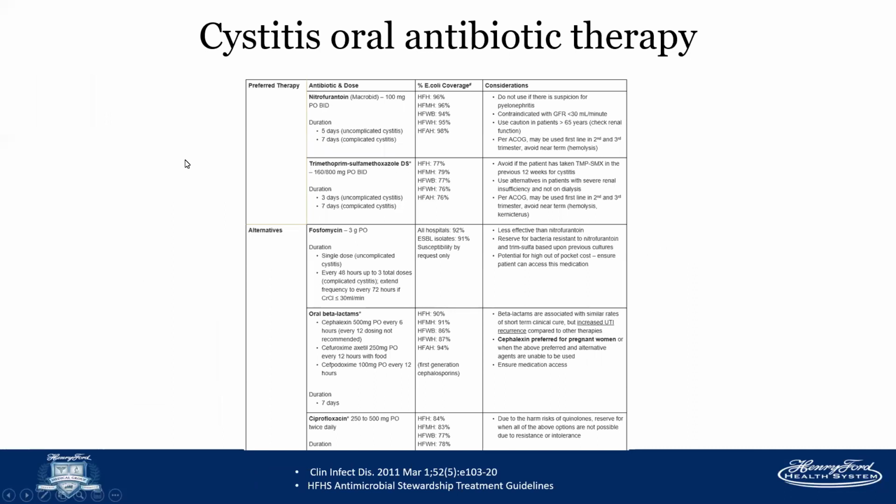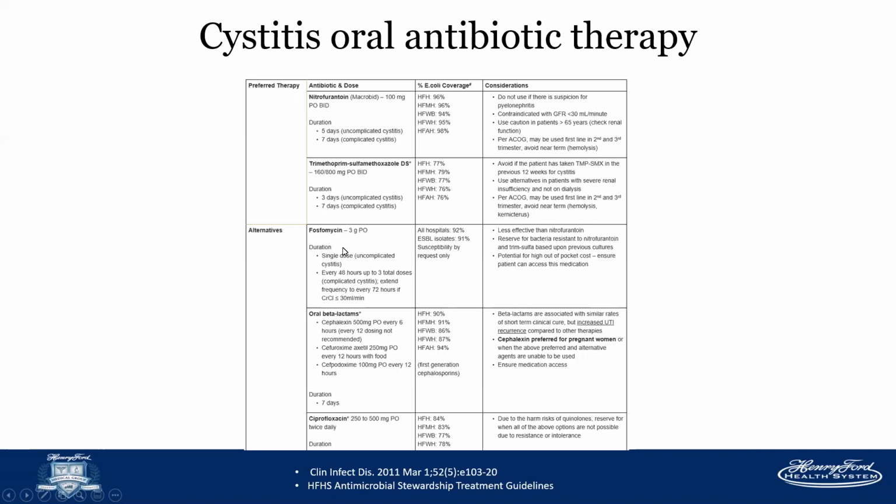For cystitis and oral antibiotic therapy, the preferred therapy is nitrofurantoin if you're just treating a cystitis, and it's recommended for 5 days if it's uncomplicated. But if you're dealing with a complicated cystitis, then 7 days. You can also use Bactrim, and the duration, if it's uncomplicated, is 3 days. If it's complicated, 7 days.